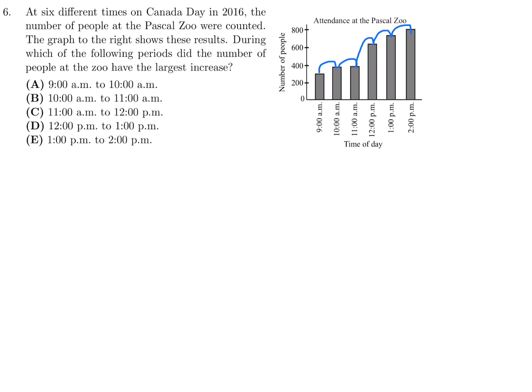Okay, here we go. The first one looks like it goes from 300 to 400, so that's an increase of 100. Then we're going from 400 to 400, so an increase of 0. Then we're going from 400 to what actually looks like a little bit more than 600. Let's just say 600. So 400 to 600 would be an increase of 200. And then from 600 to about 700, an increase of 100. And finally 700 approximately to 800, an increase of 100. So the biggest increase was between these 2 hours, 11 and 12. And that would mean number 6, the answer is C.